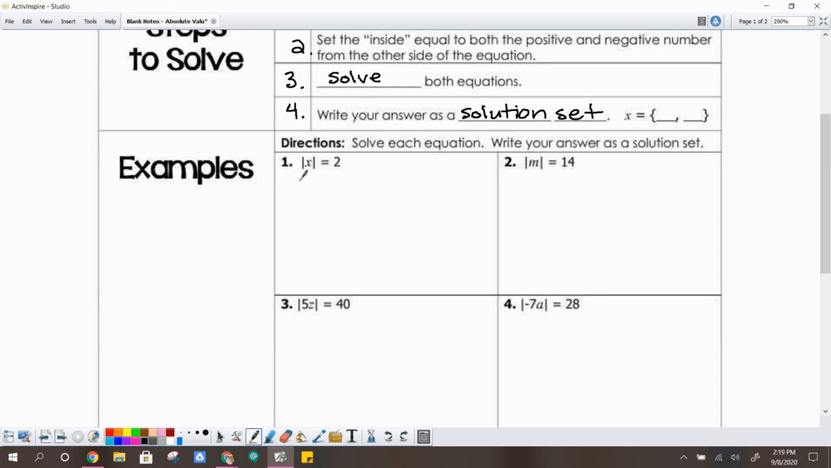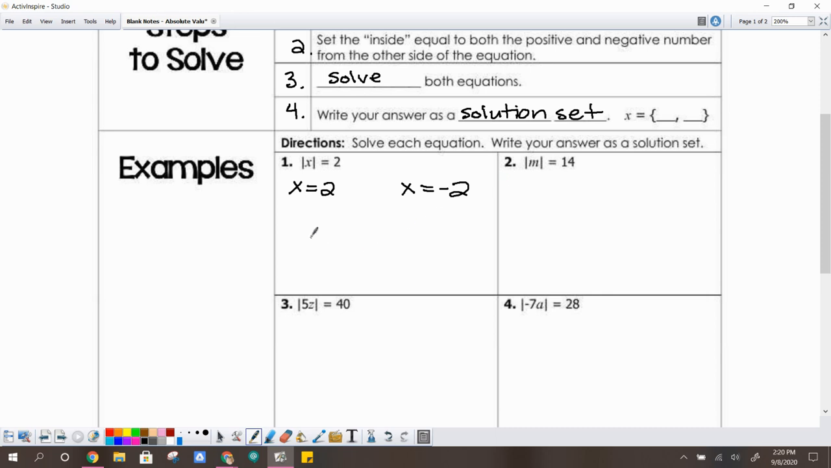Step 2 is to set the inside of the bars, so x, equal to both the positive and negative number from the other side. So remember, with absolute value, when your answer is positive here, that means that the number inside is either the positive or negative version of that outside number. So when it's just like this, we're just going to do x equals 2 and x equals negative 2. We have nothing to solve here in these equations. They're already totally solved for us.